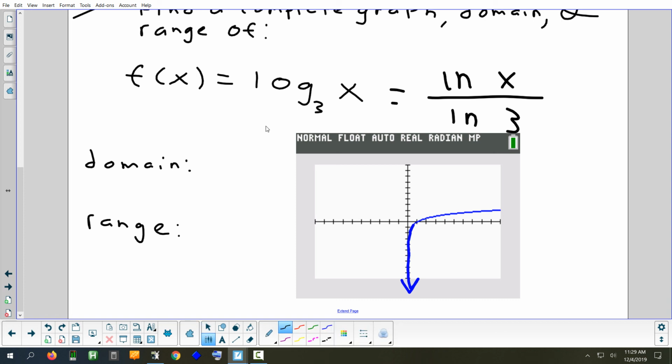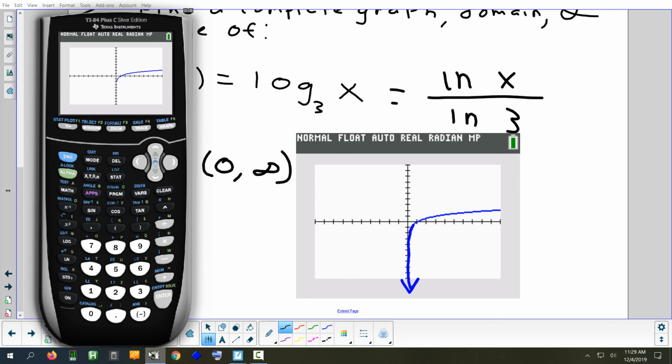What's the domain of that graph? Think left to right. Parenthesis 0 to infinity. Perfect. Just like Brandon said, it never reaches 0. You can try 0. Put it in your table and watch what happens. You're going to get an error. You can't take the log of 0, and you also can't take the log of a negative. That's why it's 0 to infinity.